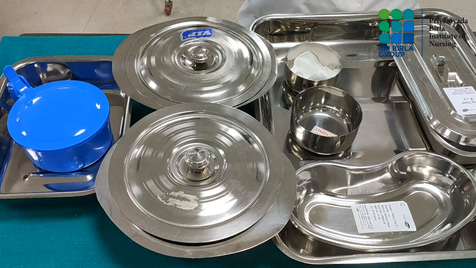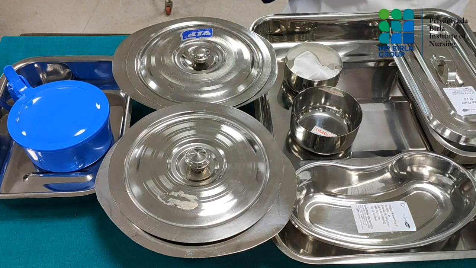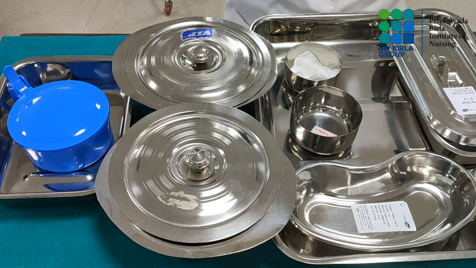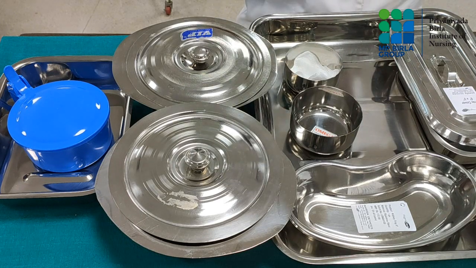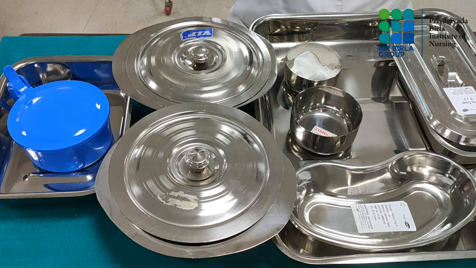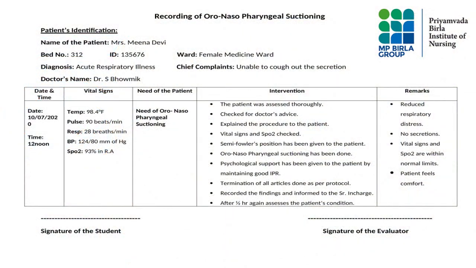All the rest of the steel articles must be dipped in the bleaching solution for half an hour. After that, you have to wash them with running water followed by soapy water and rinse them again with running water. You have to dry the articles and send them for sterilization. So now I will discuss the recording of the procedure.